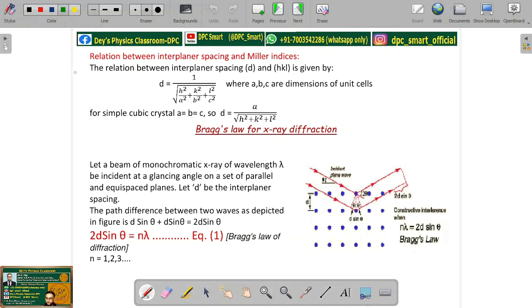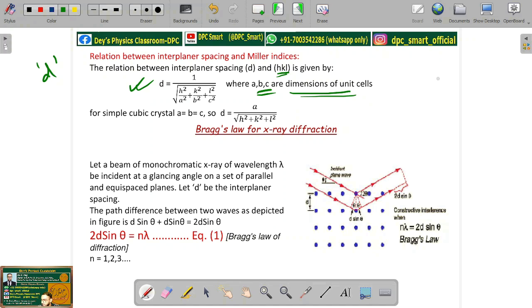For the different planes that we considered, different crystallographic planes or lattice planes, the interplanar spacing or distance between two such parallel equidistant planes is denoted as d, and the relation between d and the Miller index HKL is given as this one: d equals 1 by root under H square by A square plus K square by B square plus L square by C square, where A, B, C are the dimensions of the unit cell and HKL is the Miller index. A derivation of that is not in your syllabus, so it has not been discussed here.